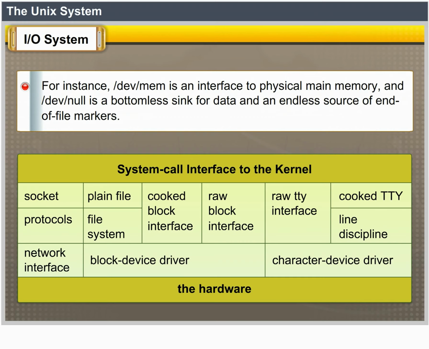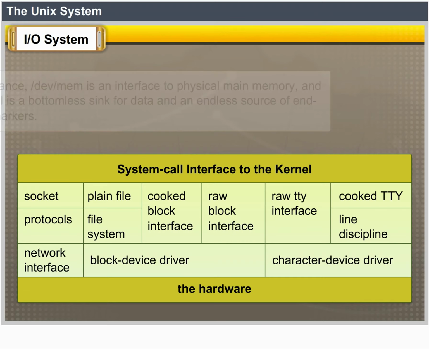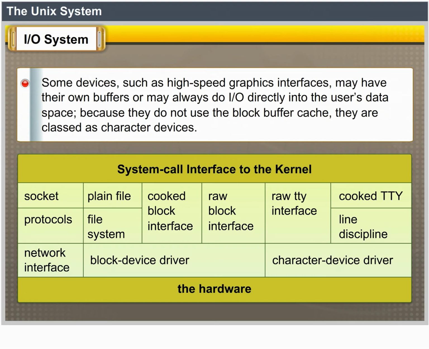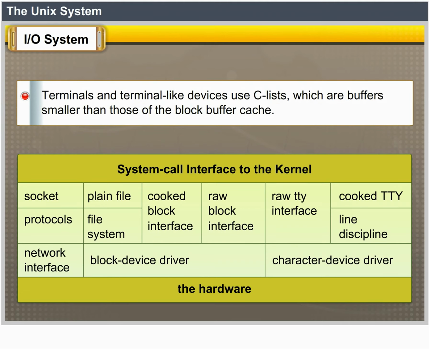Some devices, such as high-speed graphics interfaces, may have their own buffers or may always do I/O directly into the user's data space. Because they do not use the block buffer cache, they are classed as character devices. Terminals and terminal-like devices use C-lists, which are buffers smaller than those of the block buffer cache.